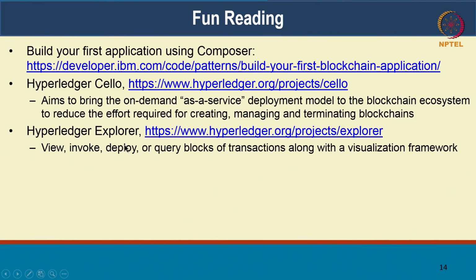So I would encourage you to look at both of these projects, and for any application you might develop, you could use both Cello and Explorer. Cello will help you set up the network and manage it. Explorer will help you visualize what's happening on your network and monitor what transactions are going on. I would encourage you to explore at least these two projects. There are at least half a dozen other Hyperledger projects, and we'll also be talking about some of the other blockchain platforms later in the course.